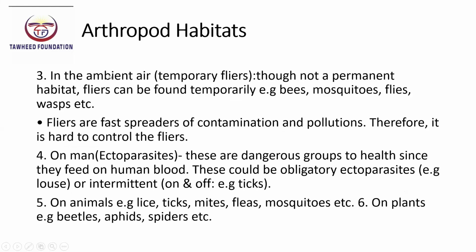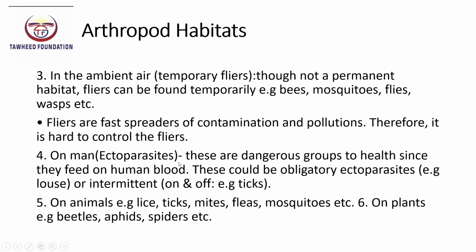Ambient air flyers. Here, temporary habitats for flying species include bees, mosquitoes, flies, wasps, etc., though it is not a permanent habitat. Flyers are fast spreaders of contamination and pollution, therefore it is hard to control them. Next is on humans and animals.